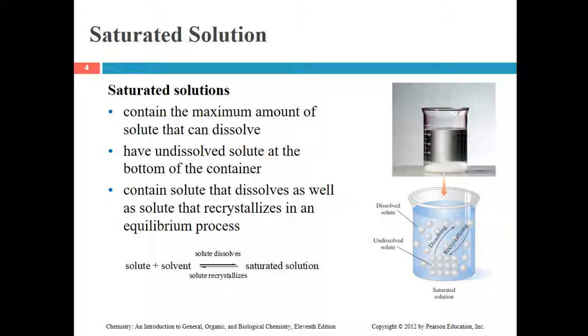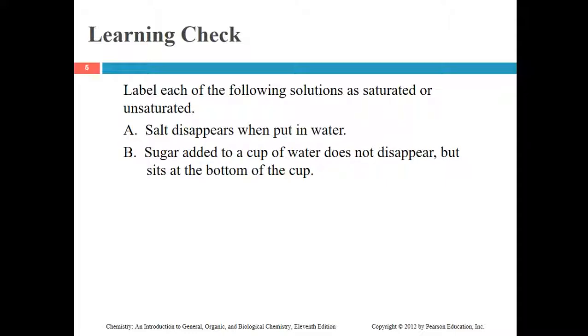The saturated solution contains solute that does dissolve as well as solute that recrystallizes in an equilibrium process, meaning you got clumps of it down at the bottom. So let's press pause and see if you can figure out if the following solutions would be considered saturated or unsaturated. All right, you're back.